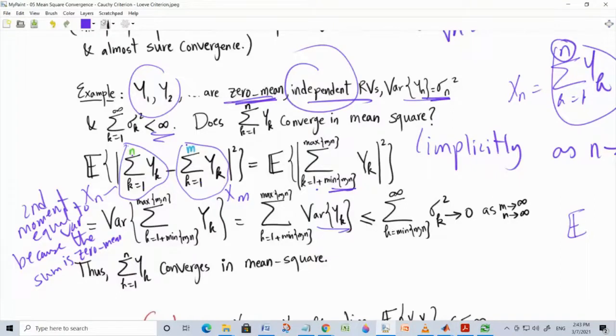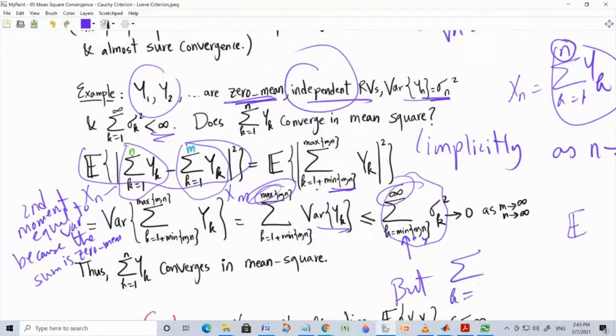So you can upper bound by taking this to infinity. This expectation is upper bounded by the summation that starts from the minimum of m and n, up to infinity. The summation starting from 1 is finite according to the problem statement. So if you start it at a number and then take the limit as this number goes to infinity, then this sum will tend to 0.